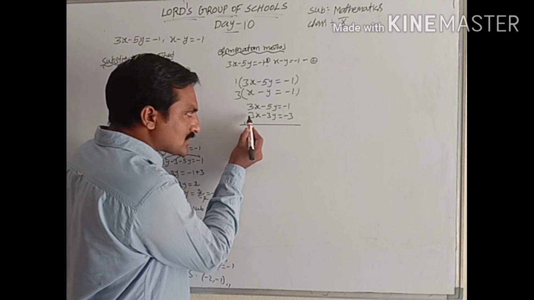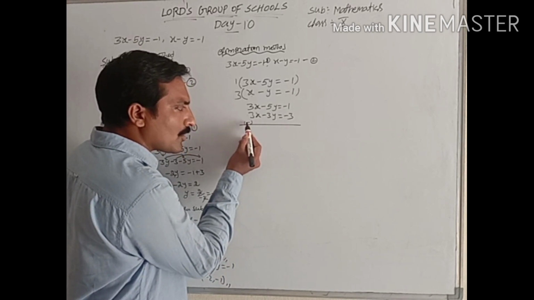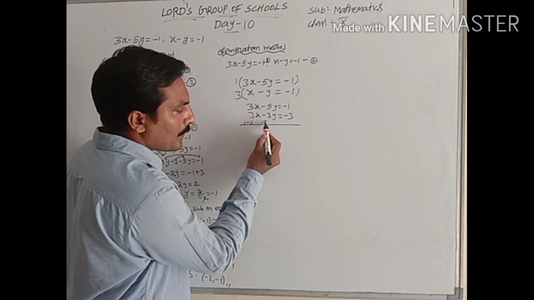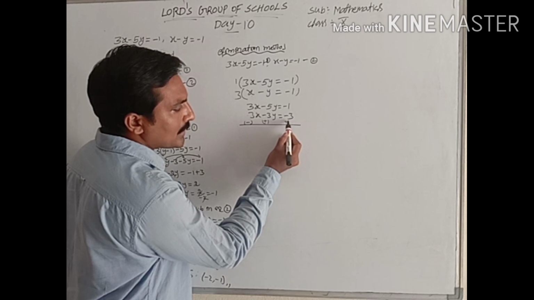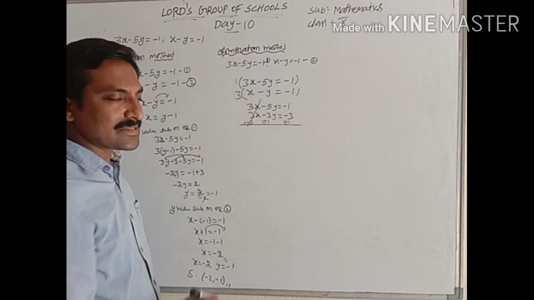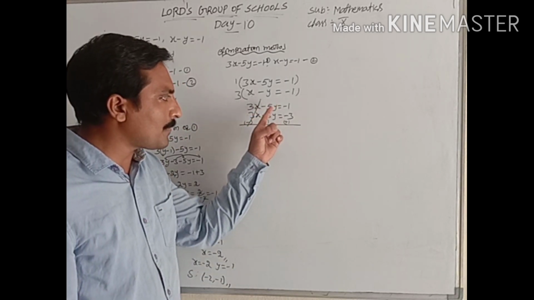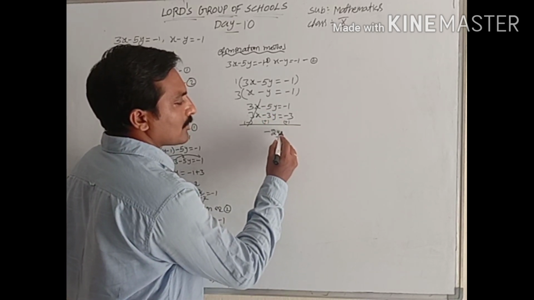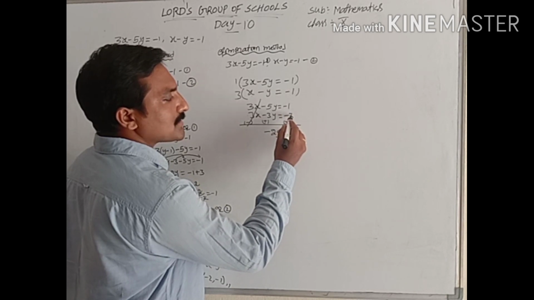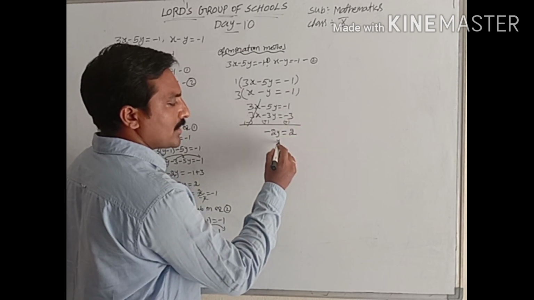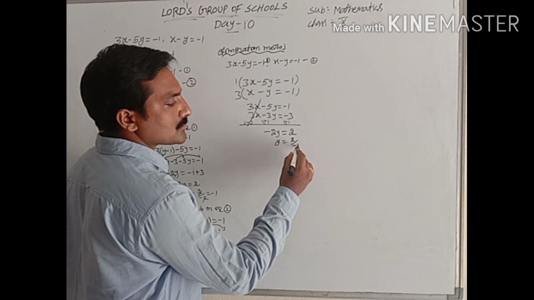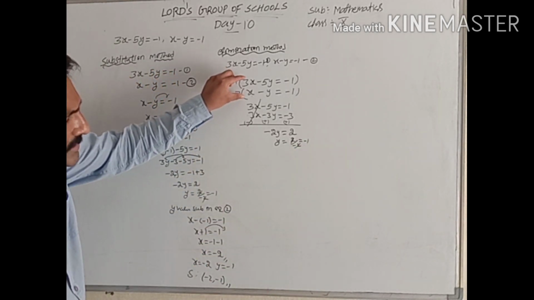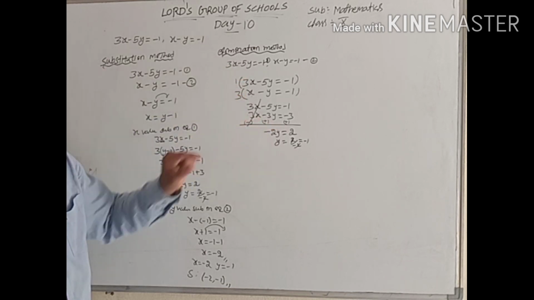The symbols of the second equation are the ones you have to change. Plus becomes minus, minus becomes plus. Now these two will be cancelled. Minus 5y plus 3y gives minus 2y is equal to minus 1 plus 3, which is plus 2. y is equal to 2 by minus 2, cancel it, minus 1. By eliminating the x terms, we get the y value.